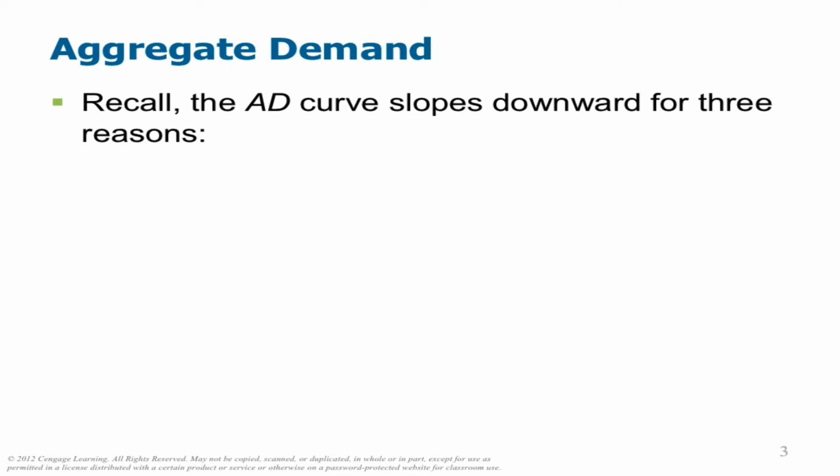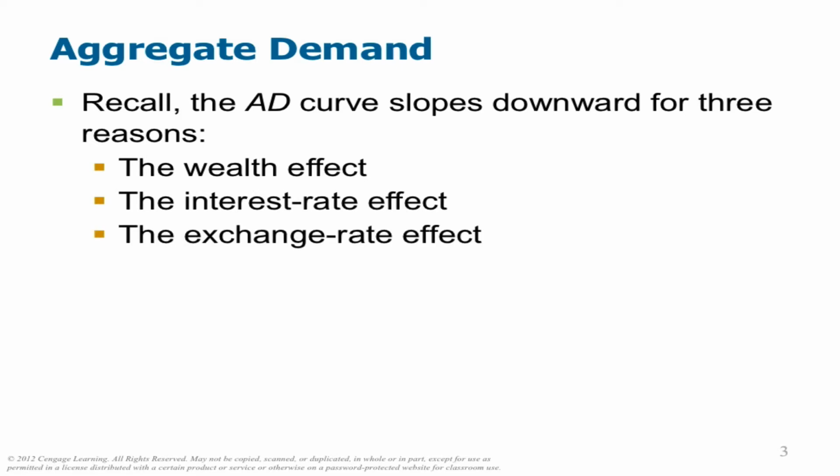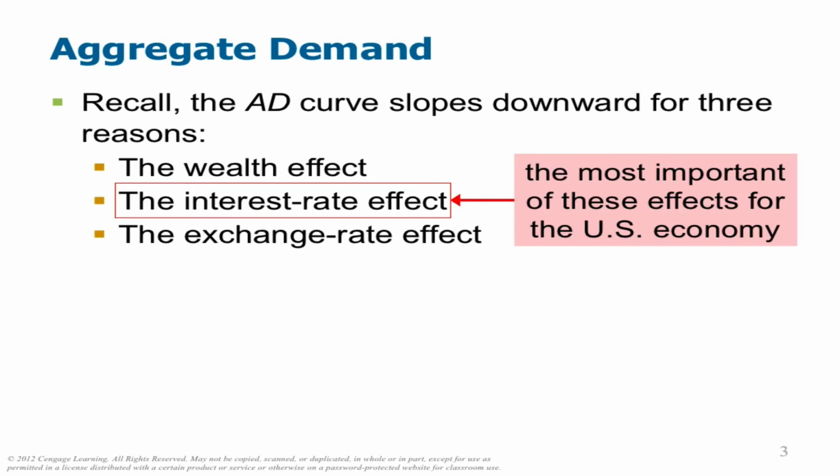So what are the three reasons AD slopes downward? What are the three reasons aggregate demand slopes downward? Exchange rate effect, interest rate effect and wealth effect. Yep. You guys are fast. Which one of those is the most important here in the United States? The wealth effect. The interest rate effect. The exchange rate effect. Well, way to blurt out all three of them in the hopes that you would eventually be right. It's the interest rate effect.